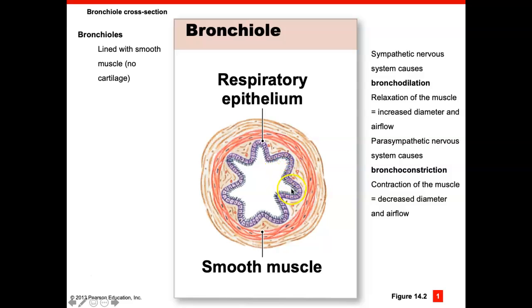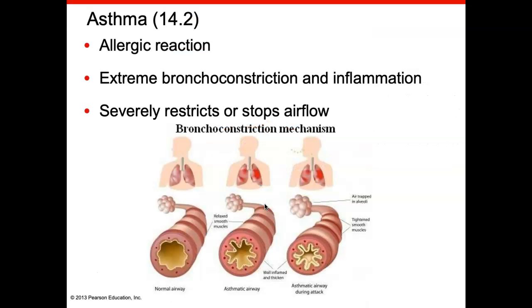And this is a bit of a problem. A sympathetic nervous system causes bronchodilation, so it relaxes the muscle and increases the diameter of the bronchioles to increase airflow. Parasympathetic, that is returning to normal, decreases the diameter and the airflow. So nervous stimulation can change the diameter of the bronchioles.